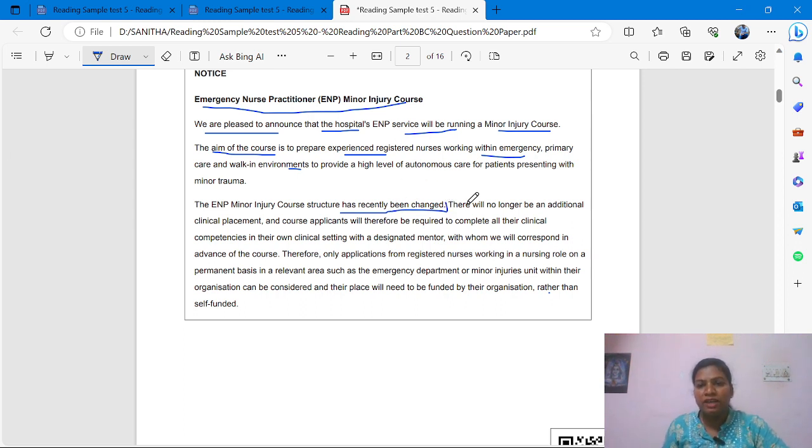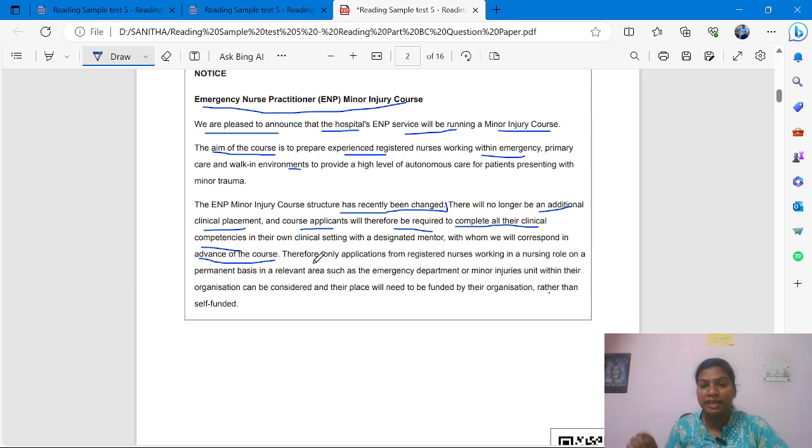There will no longer be an additional clinical placement and course applicants will therefore be required to complete all their clinical competencies in their own clinical setting with a designated mentor, with whom we will correspond in advance of the course. Therefore, the connector is very important in OET Reading. Something they are saying is different.